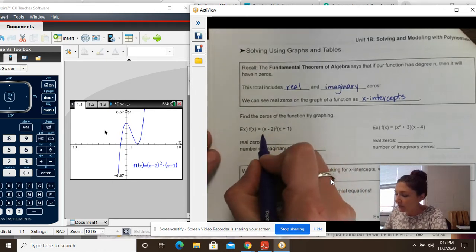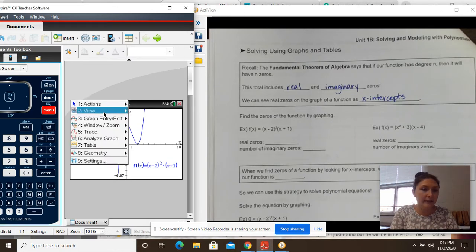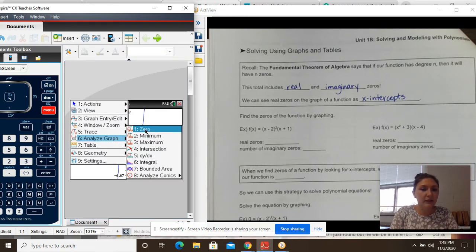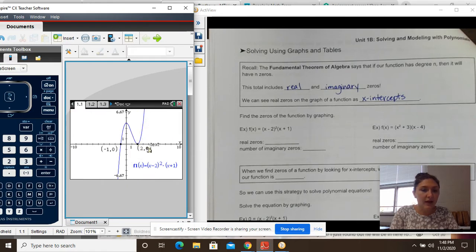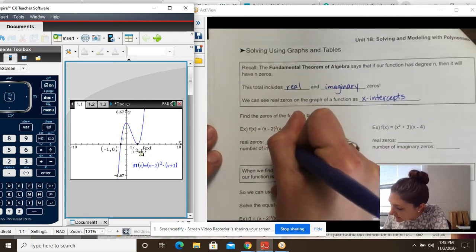So as we take a look at the graph of our first function, which I have over here, I can see it's (x minus 2) squared times (x plus 1). I'm going to go ahead and press menu, analyze graph, zero, and find those x-intercepts. That's why it's called zero on your calculator when you go to find those x-intercepts, because those are the real zeros of your function. So let's find the other one here. I've got x-intercepts at -1 and +2. So real zeros are -1 and +2.